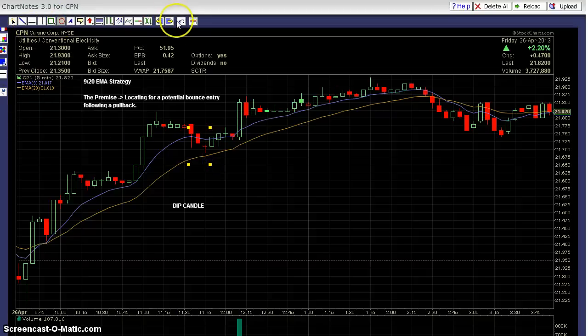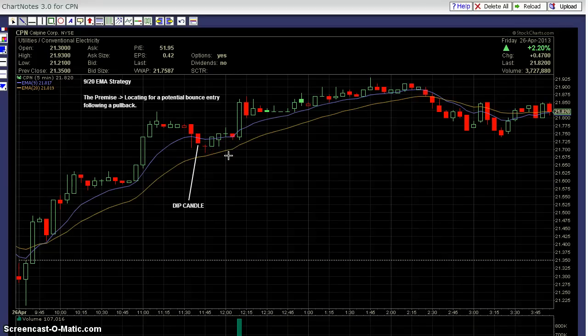This one's not working, so I'll just do a little pointer aligned to it, which would be this guy right here. That's your dip candle, because the close is between the 9 and the 20. It's sandwiched in between. So when I see something like that, it tells me immediately, okay, it's possible that the 920 strategy is going to trigger here. It might not happen immediately, but it's going to happen.